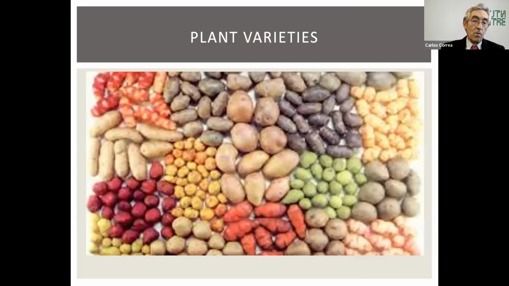And this is just to show an example. These are examples of varieties in potato. In potato, more than 4,000 varieties have been identified. As you know, the countries of origin are the Andean countries. So within the same species, we have different varieties. Next one.